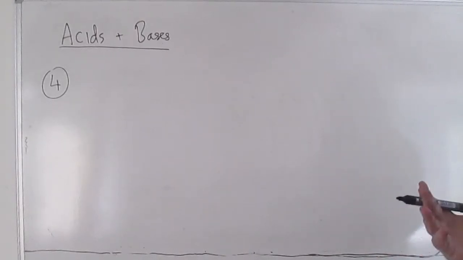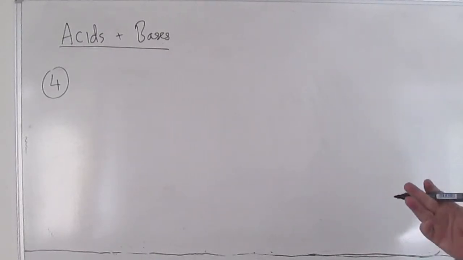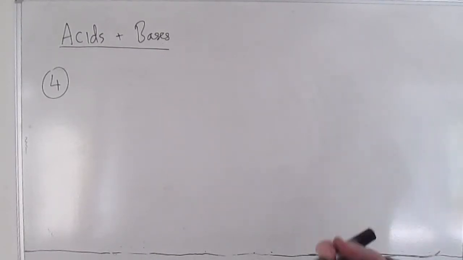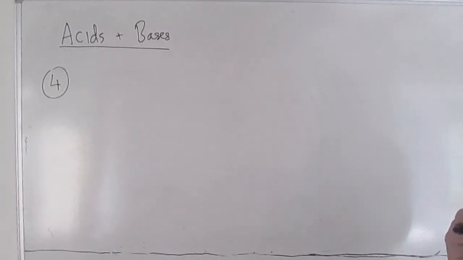Question 4 is really about ionic equation practice. So we've already used ionic equations quite a lot this year, particularly in the redox stuff that we did earlier on. But they're going to be completely dominant in acids and bases, and also in transition elements, which is yet to come. So if you're still not really comfortable with them, now is the time to get there. And that's what this question is about.